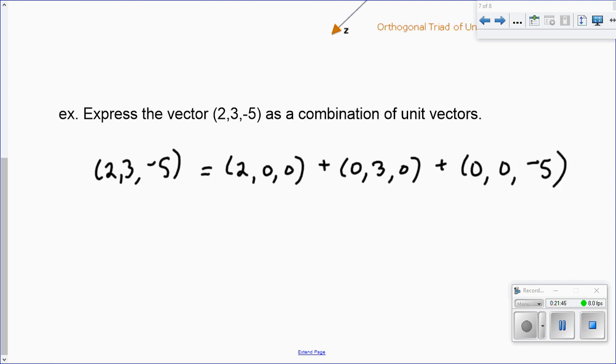So I would add the x's up: 2 plus 0 gives me 2. I would add the y's up: 0 plus 3 plus 0 gives me 3. And I would add the z components up: 0 plus negative 5 gives me negative 5.